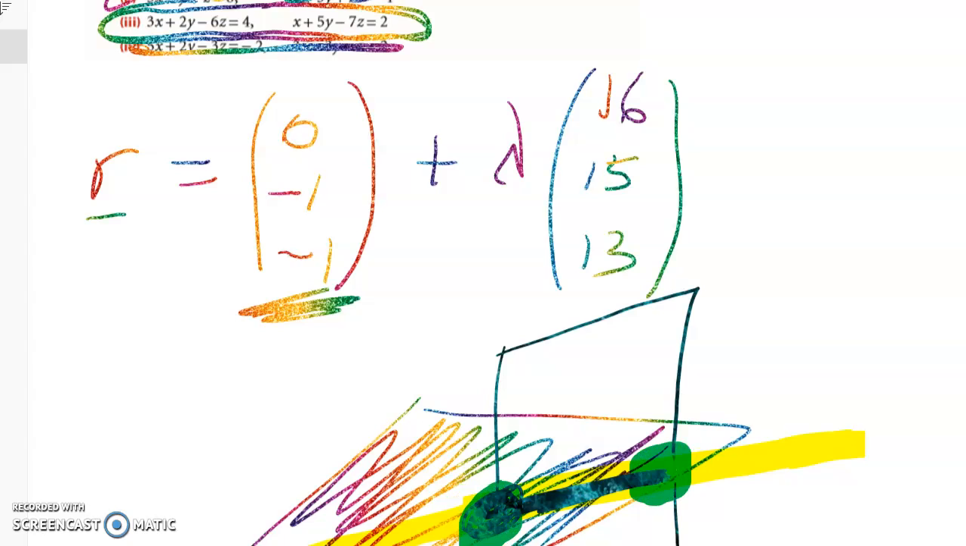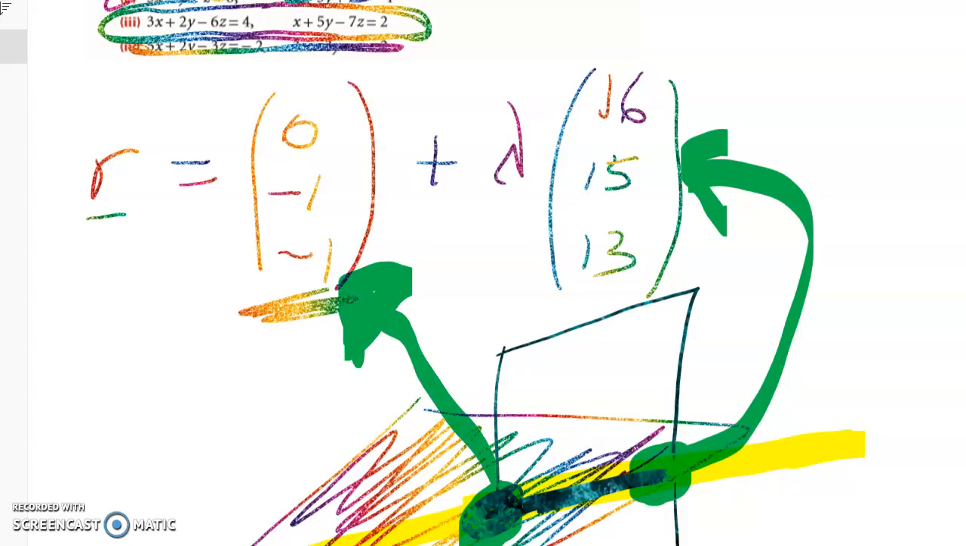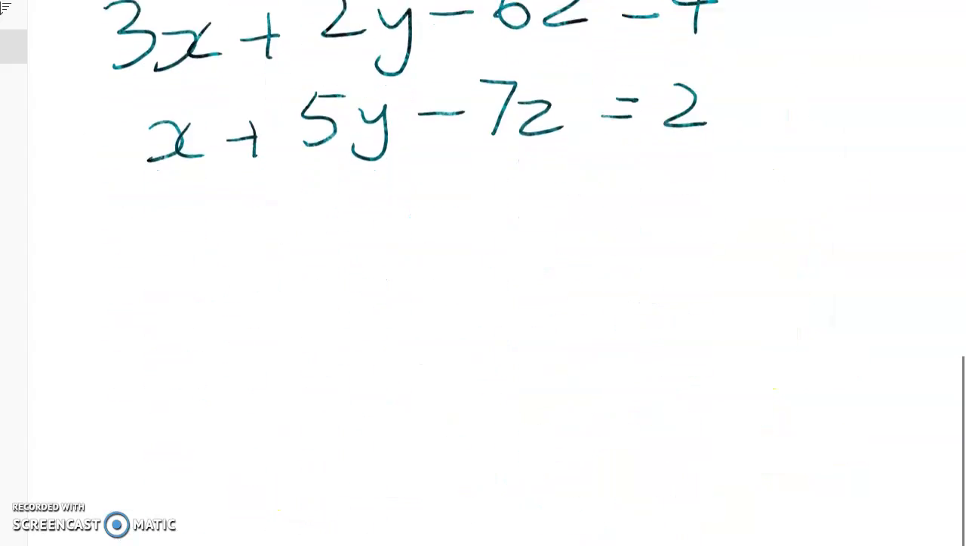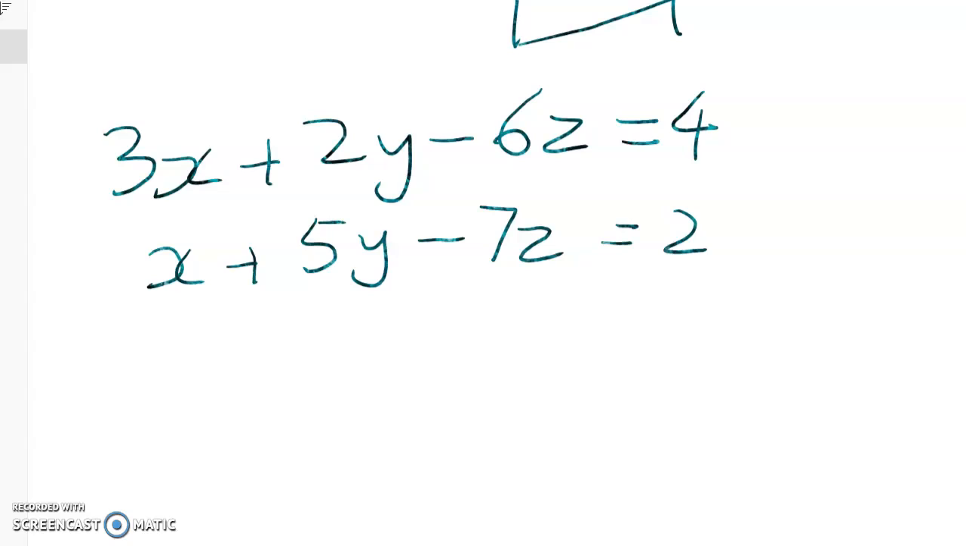To find the direction vector, we're going to need to find 2 points, another colour pen, 2 points on that line. And from those 2 points, we're going to get the direction vector. So the difference in those will give me that. And one of those points we're going to use as the point in the equation of the line. But we've got more information that we need.